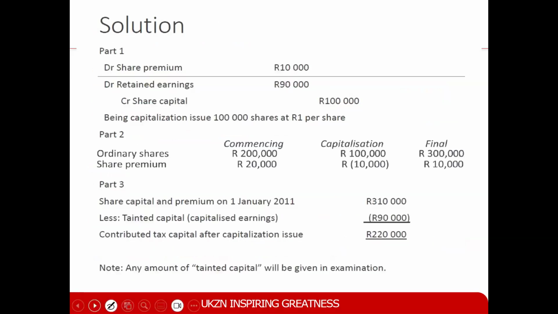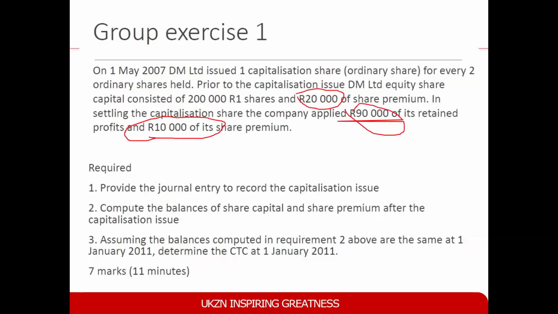100,000. So in this case, as you can see now, you've got your share premium reduced by the total. Yes. Part 3, let's look at part 3. They say, assuming the balance computed above is the same as at 1st January, determine the CTC on 1st January. Let's look here again.